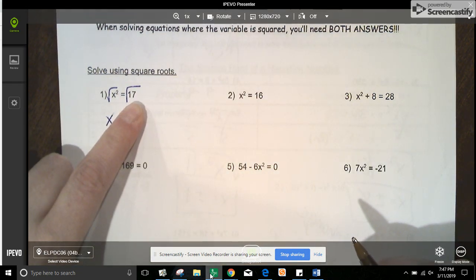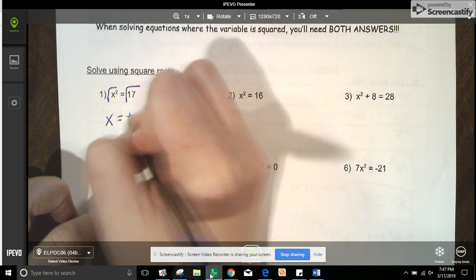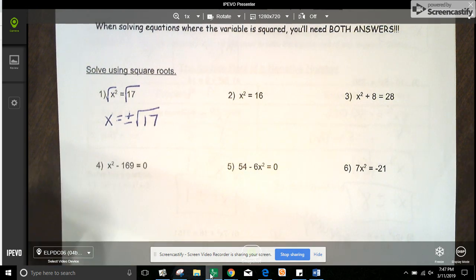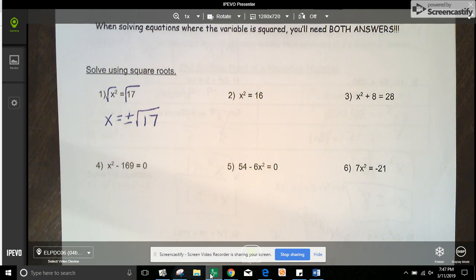And if the root breaks down, you have to break it down. Square root of 17 does not break down, so this would just be plus or minus the square root of 17. And this is where your two answers come in: plus root 17, minus root 17.